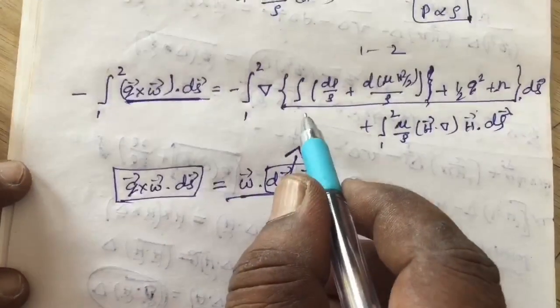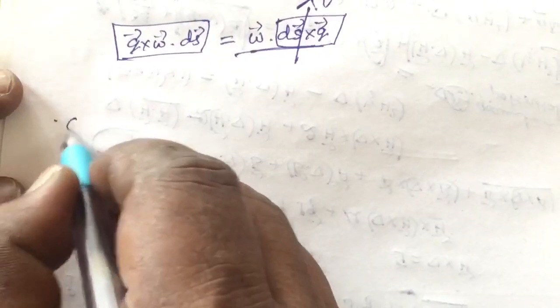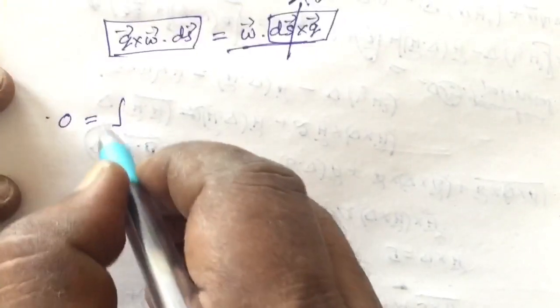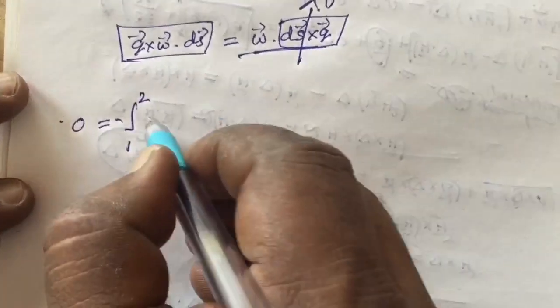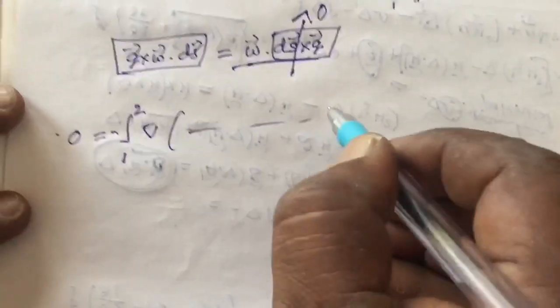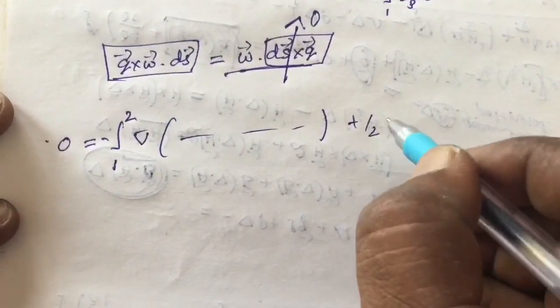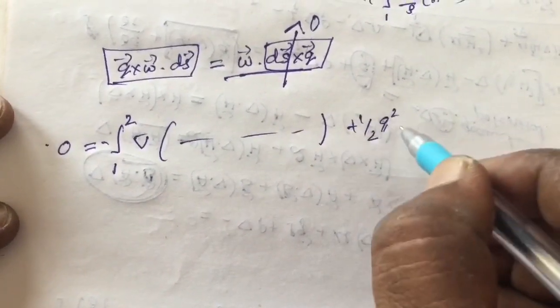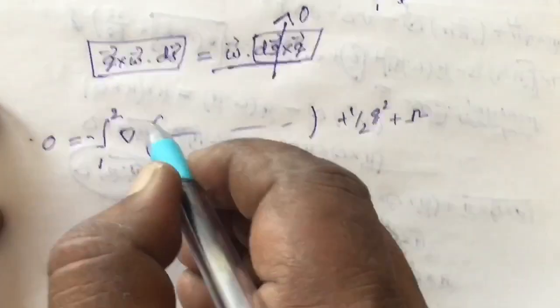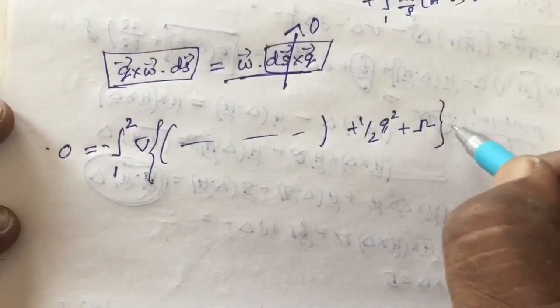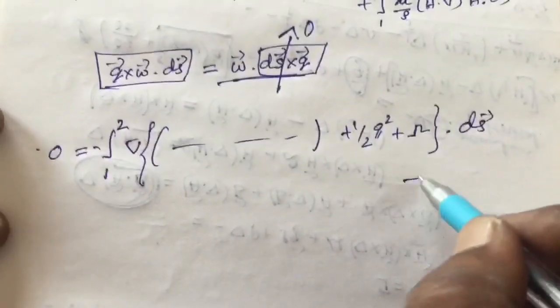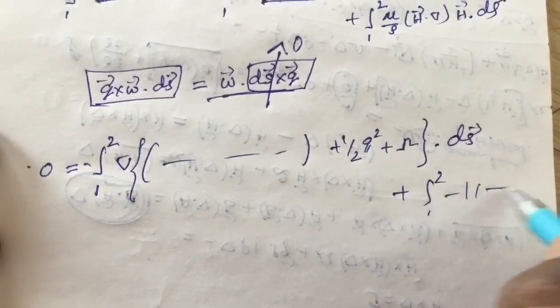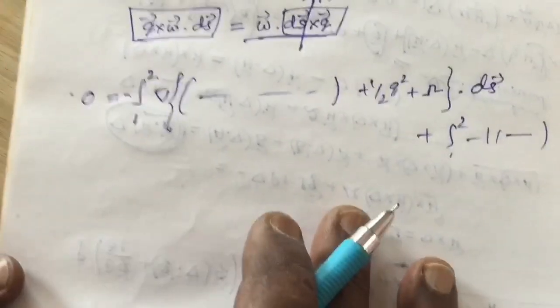Now, the above equation can be written as 0 is equal to minus integration from 1 to 2 of the gradient of, 1 by 2 q square plus omega, dot ds, plus 1 by 2 into the same terms, whatever the terms are there.